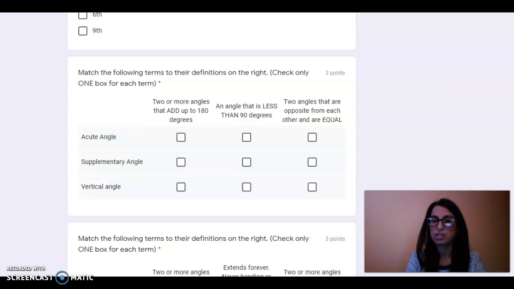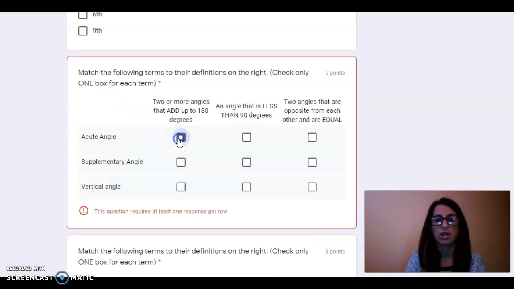So our first question is an acute angle. Is an acute angle two or more angles that add up to 180 degrees, an angle that's less than 90 degrees, or two angles that are opposite from each other and are equal? So you'll just check the box. So if you think acute angle is that one, you would check that box. If you think it's less than 90 degrees, you would check that one. Or if you think they're equal to each other, you would check that one.